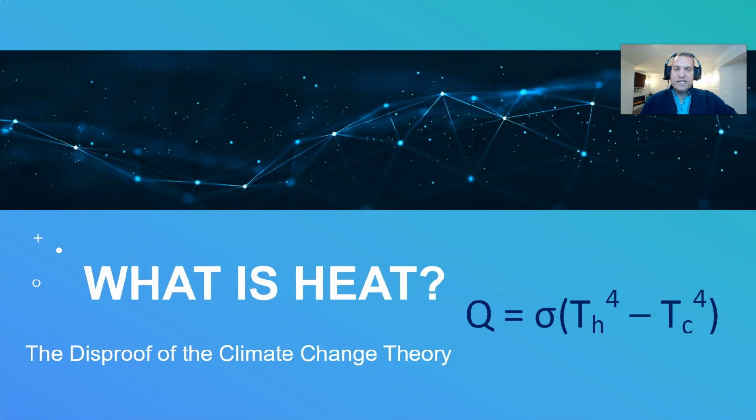And in doing so, we're going to see that we can actually totally disprove and debunk the field of climate science, let alone climate alarmism. Certainly climate alarmism is debunked by the definition of what heat is. And the entire field of climate science itself, too, is shown to be total junk science. So let us proceed. What is heat? It provides us the disproof of the climate change theory. It's going to be pretty interesting.